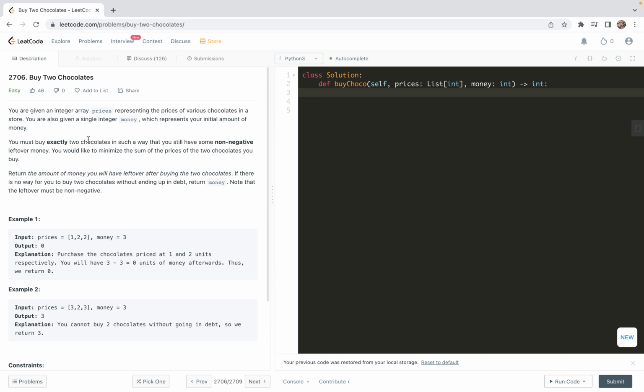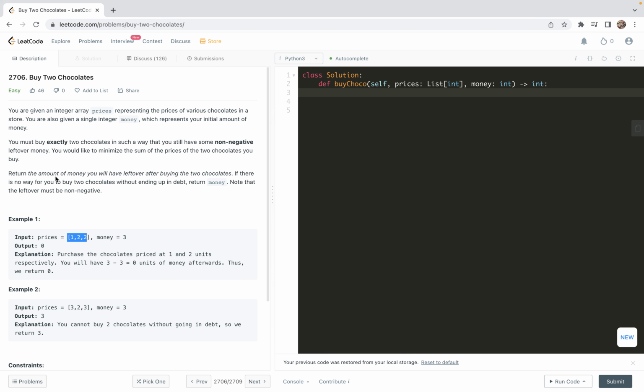In this problem, we are given a price list which represents prices of various chocolates. We want to buy exactly two chocolates such that we still have some non-negative leftover money. So we would like to minimize the sum of the prices of the two chocolates. In other words, we want to still have as much money as possible after the purchase.